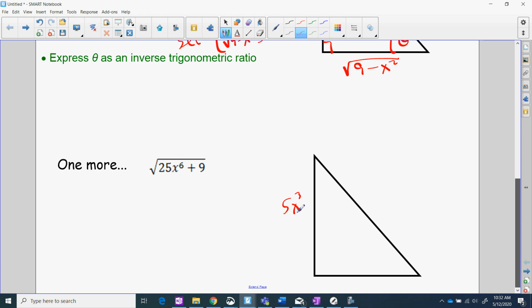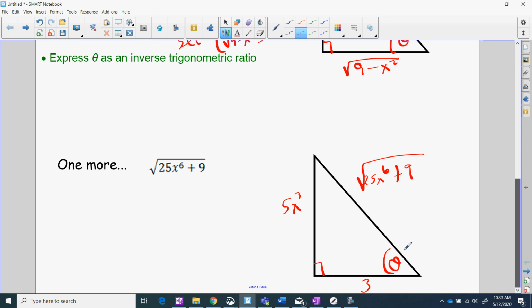Now the reason you want it to be 5x to the third is because when you square it to get your hypotenuse, you want to get this 25x to the sixth. You want your other side to be 3, because now if you use Pythagoras' theorem to get your third side, it will be this squared, 25x to the sixth, plus your other leg squared, which would be 9, and then you would take the square root of it. So that would be setting up a right angle triangle that has this messy radical as one of your 3 sides.